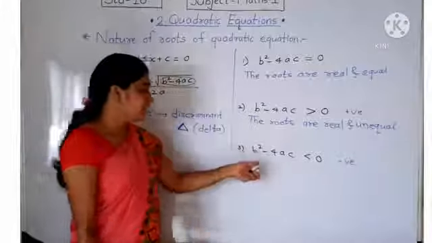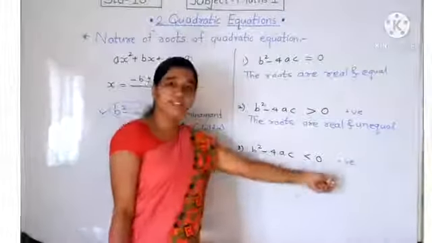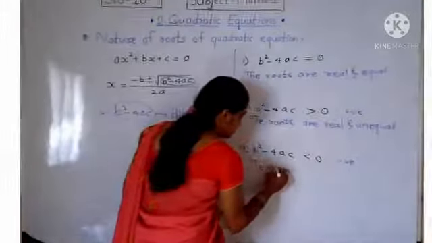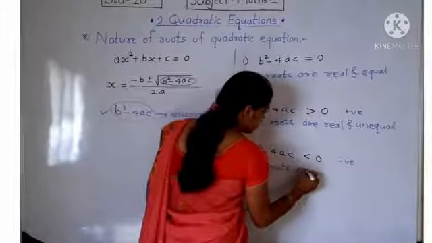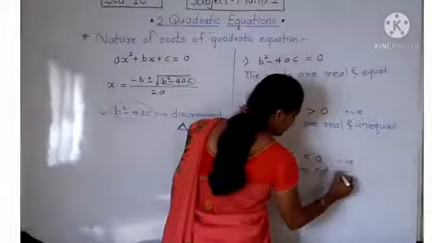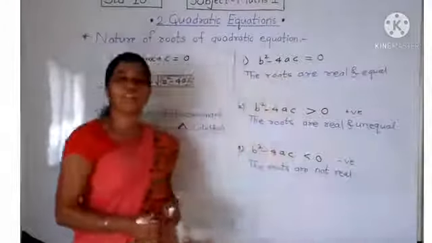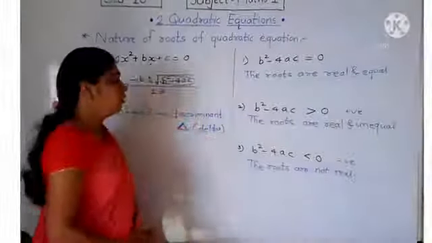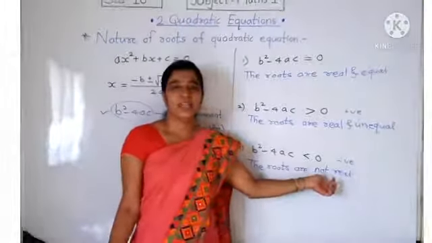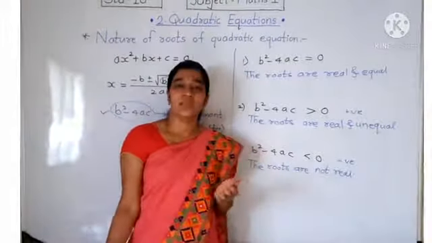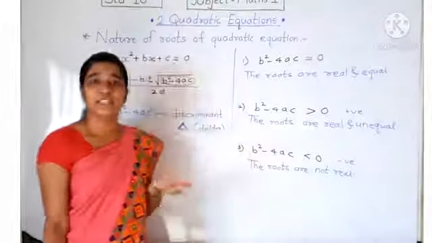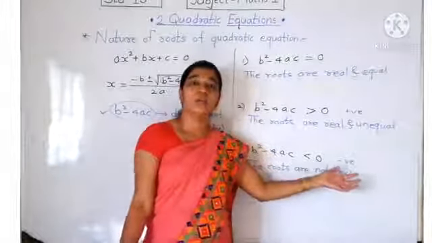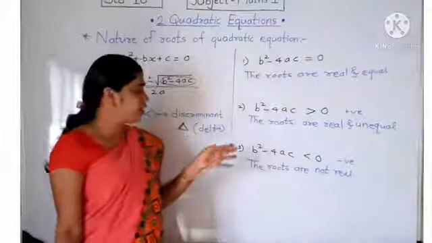Okay? And if b square minus 4ac is less than 0 means negative, minus sign, then the roots are not real. Not real means the roots are imaginary. You don't know that not real means imaginary numbers. In 11th, 12th standard you get imaginary numbers, that is root of negative value. Not real means its value is under root negative.